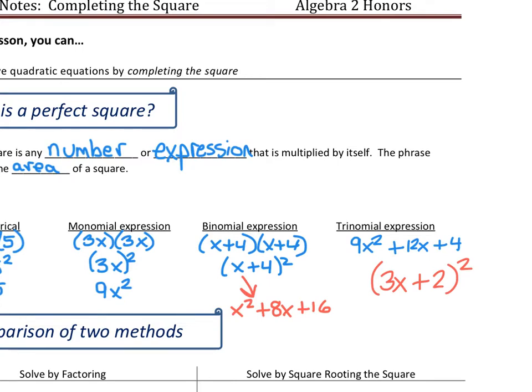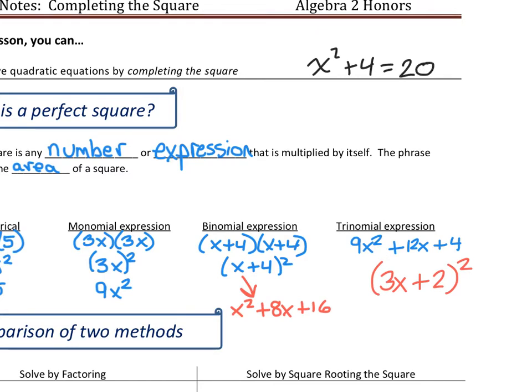Okay, before I continue with the notes, let me just show you what the goal is, what I mean by taking the square root to solve. So if we had something very simple like x squared plus 4 equals, I don't know, 20.